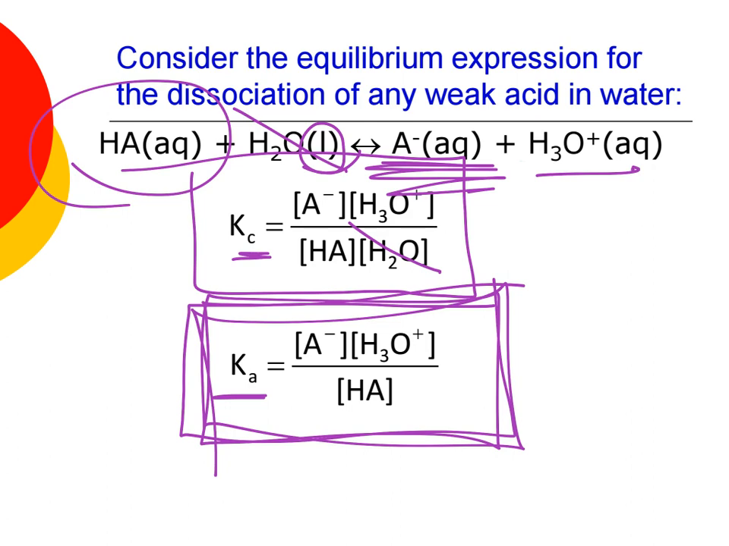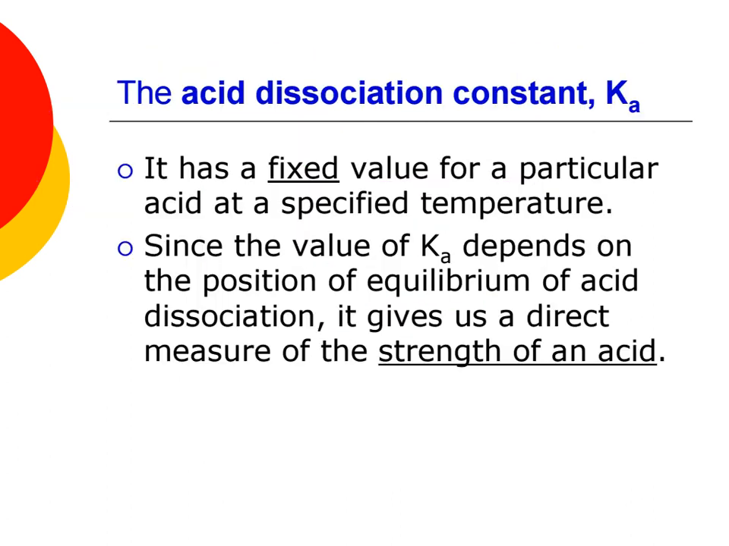A couple notes about Ka. Just like any other equilibrium constant, it is temperature dependent, so it will be specific to a specific temperature. And then also, it's going to give us an idea of the strength of the acid. That's because K is basically constant for any dissociation. So regardless of the initial concentrations, that K is going to be specific to that dissociation. Regardless of what the initial concentrations are, we're going to get the same K.